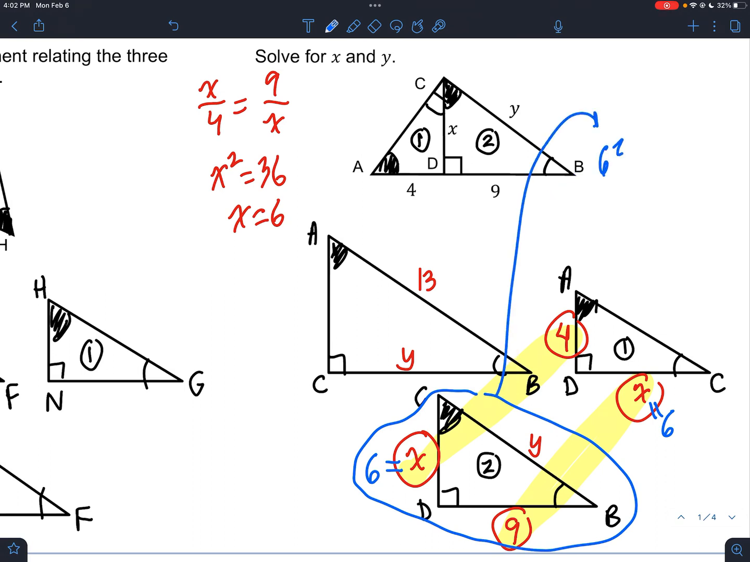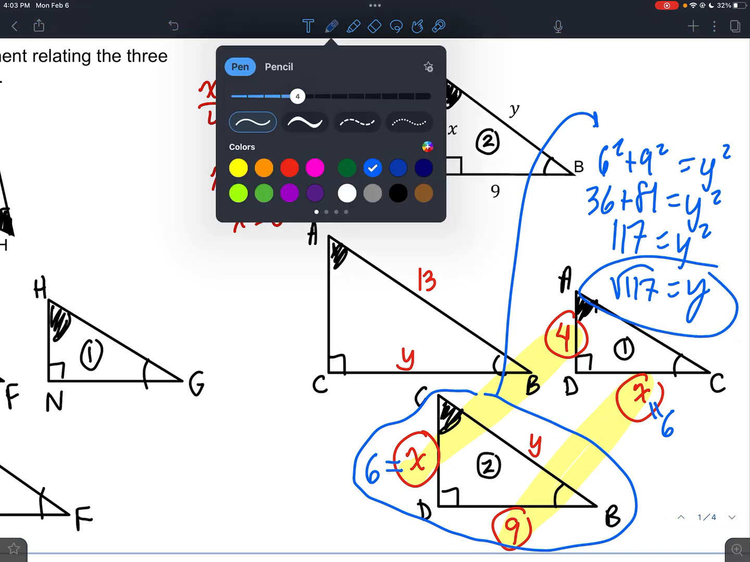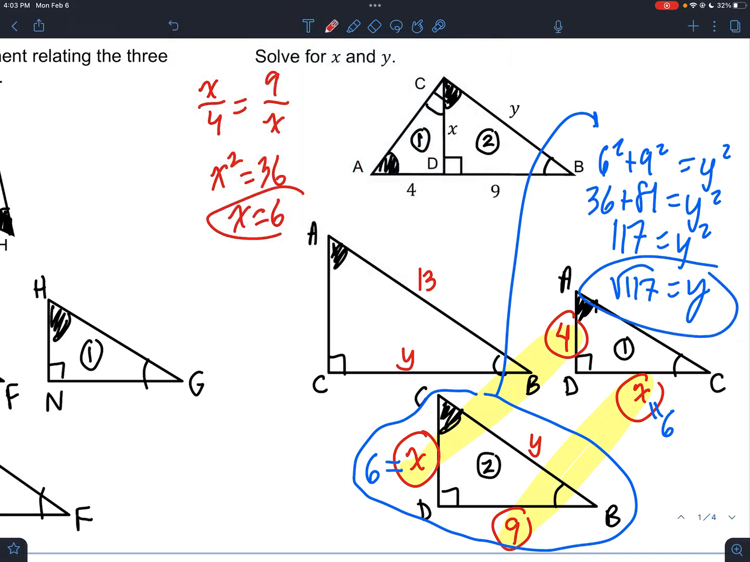So from this, I can set up 6 squared plus 9 squared equals y squared. And that's huge, because then we can just move along, get 117. So the square root of 117 is y, which you could write as 3 square root 13, but who's counting? There we go. So that's kind of how these problems work.